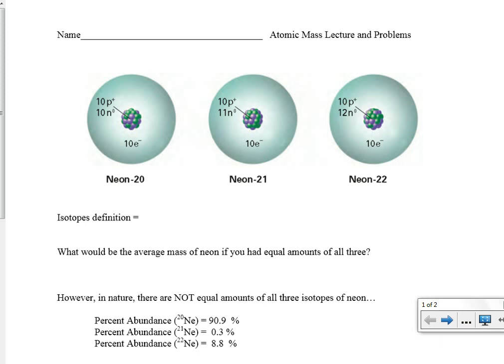You see 3 diagrams here of isotopes of neon. You saw this on the second video lecture. And here we have neon 20, neon 21, neon 22. They are all neon because they all have 10 protons, but they are isotopes because they have different numbers of neutrons. So that's sort of a rewriting of the definition.